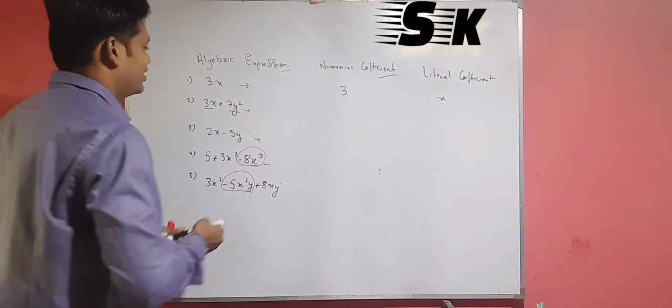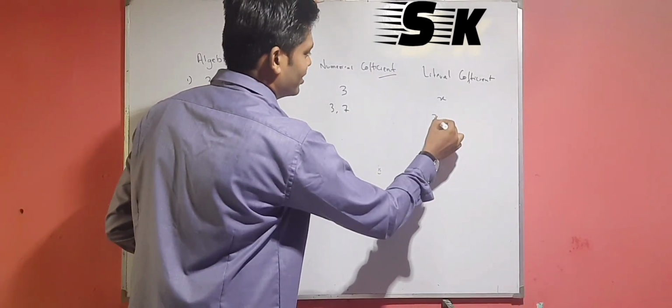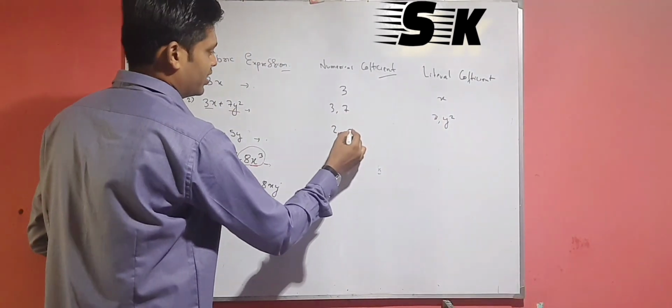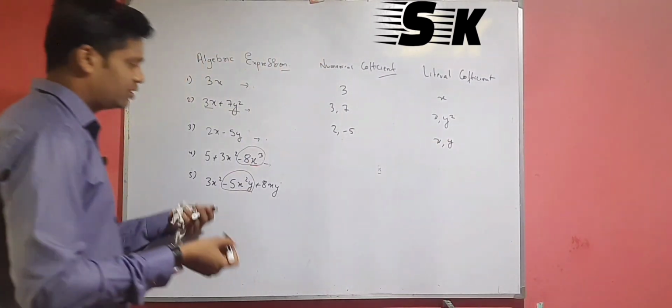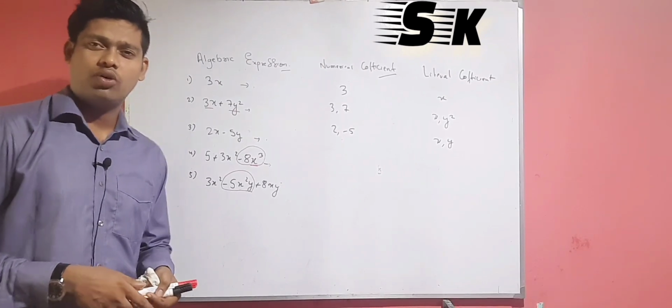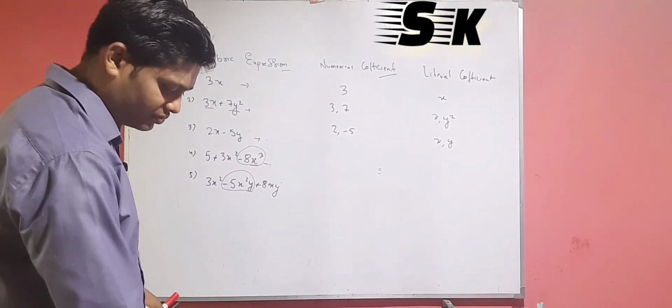Wait, sorry. Okay, 3 is there and comma 7 is there. X is there, comma y square you have here. So here 2 is there, minus 5 is there. X is there, y is there. Same thing. Okay, so you understood what a literal coefficient and what a numerical coefficient is. Understood clearly? Okay, next one.